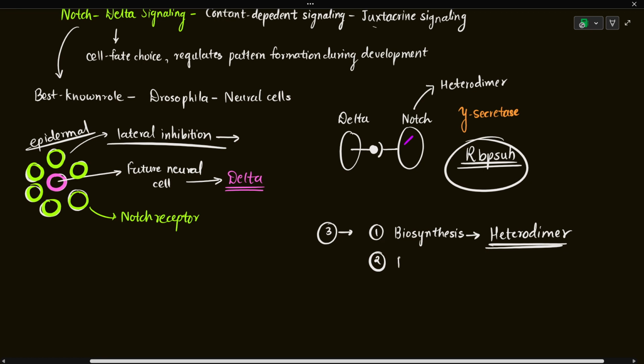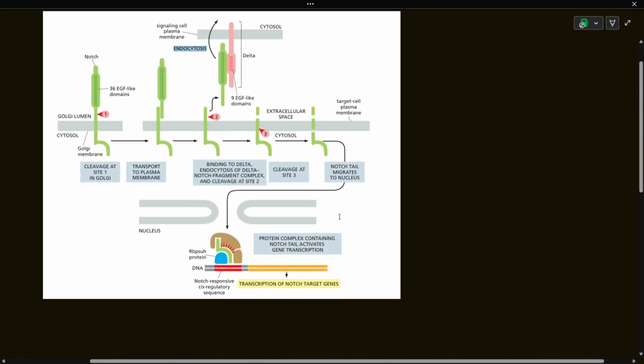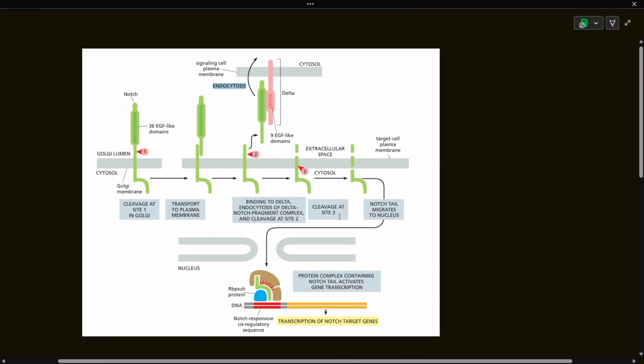The cleavage of the extracellular domain of the Notch receptor will be done by some extracellular protease, and then the cleavage of the cytoplasmic tail of the Notch receptor will release the cytoplasmic tail inside the cytoplasm to do its downstream job. So let's have a look at the schematic given in Bruce Alberts so that this whole cleavage phenomenon is quite clear to you all.